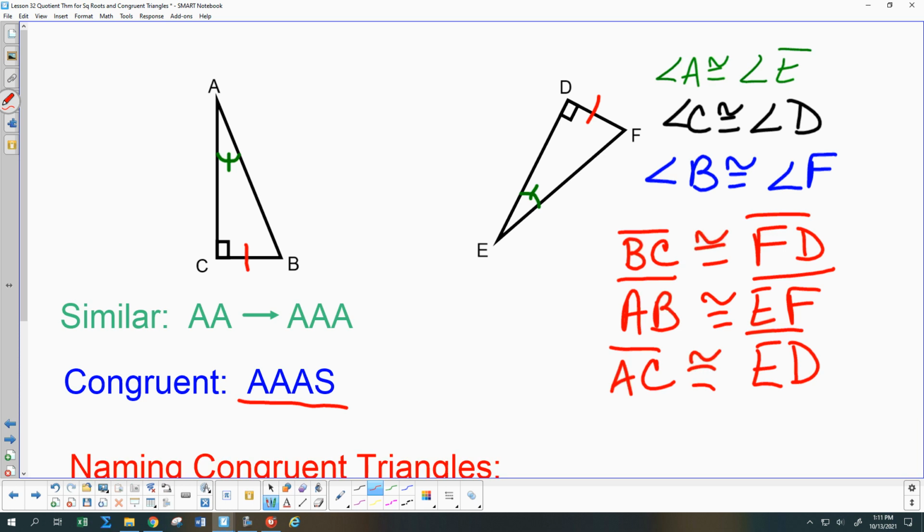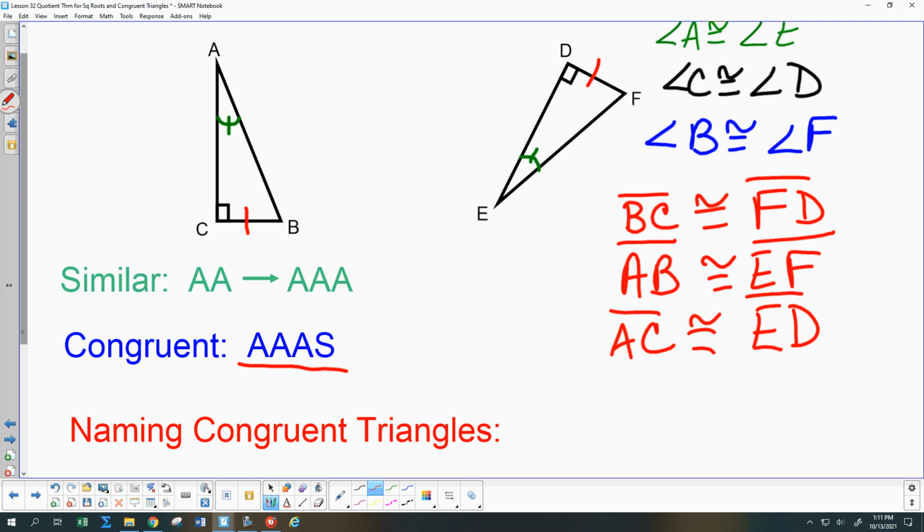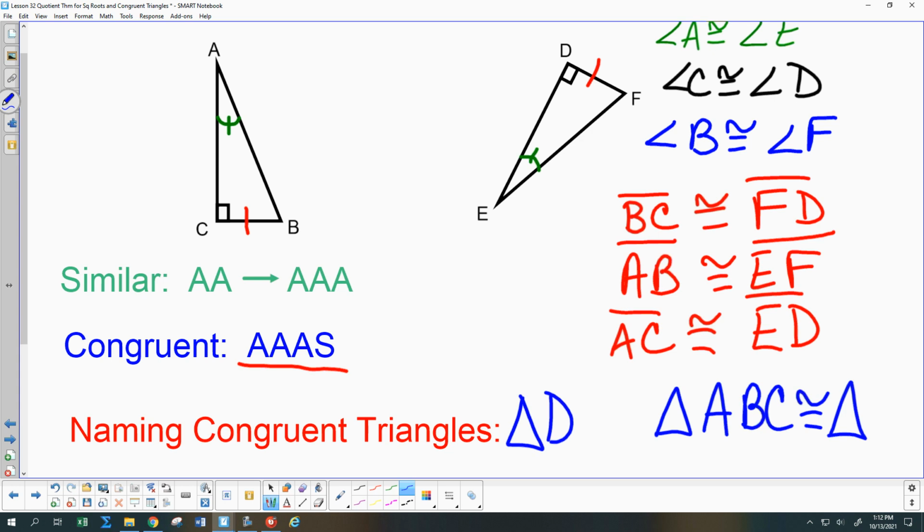When we write that they are congruent, it matters how we write it. First triangle, I can pick any way I want to write it. I can say triangle ABC is congruent to, but then when I write the second triangle, I can't just write it any old way. I can't just automatically say, oh, alphabetical order, and actually DEF is not congruent to ABC.